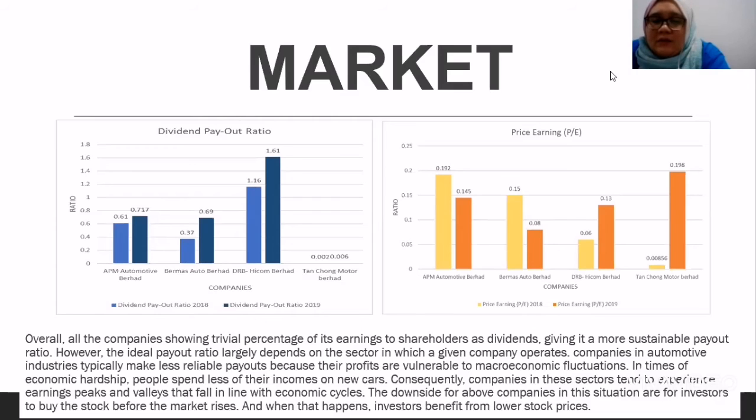Companies in the automotive industry typically make less reliable payouts because their profits are vulnerable to macroeconomic fluctuations. In times of economic hardship, people spend less of their income on a new car. Consequently, companies in this sector tend to experience earnings peaks and valleys that fall in line with the economic cycle. The upside in these situations is for investors to buy the stock before the market rises, and when that happens, investors can benefit from the lower stock price.